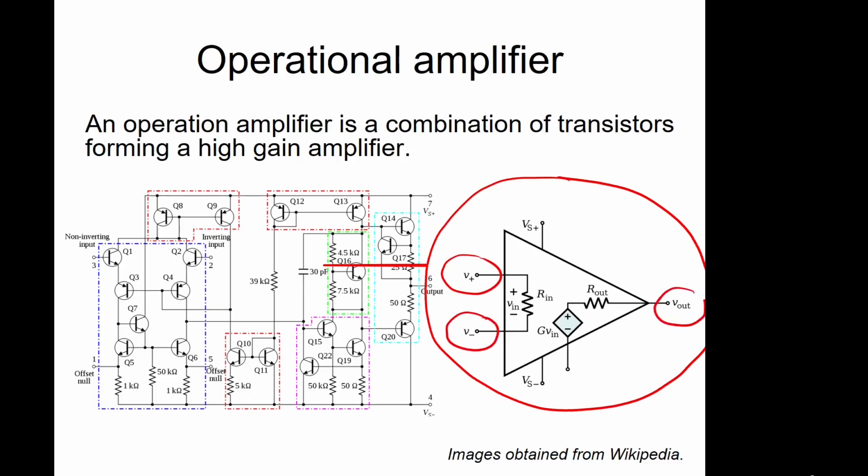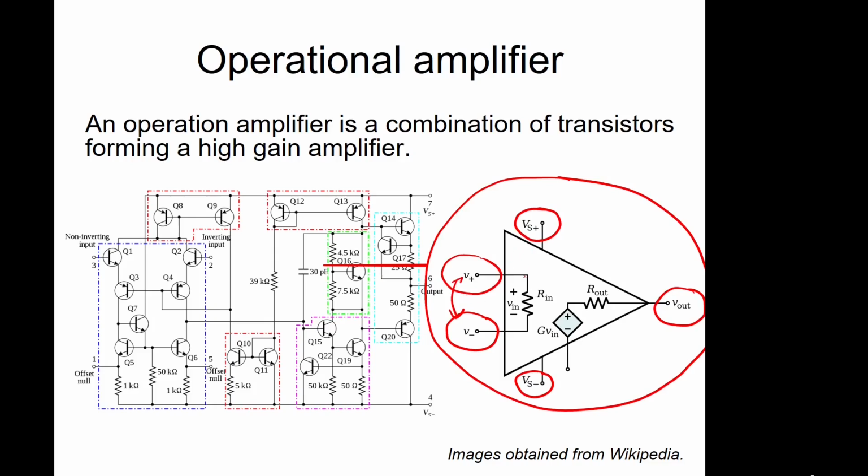Because it's an amplifier, it also needs a power supply, so you've got a plus voltage power supply and a negative voltage power supply. And what the op-amp does is the output is the difference in the voltages of the input amplified by a large amount, so it's a high gain amplifier.